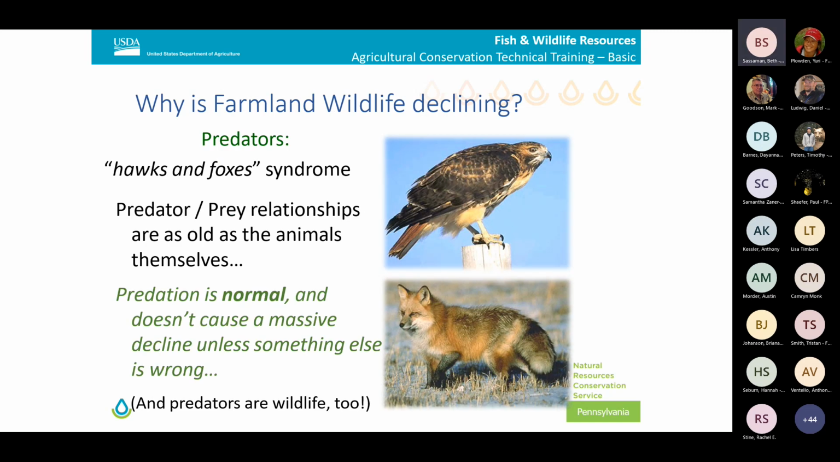So when we look at predators, we call this the hawks and foxes syndrome. This is a predator and prey relationship. If anybody has had biology or ecology and looked at the graphs of predator and prey cycles, they go up and down naturally. So certainly sometimes there is not enough prey to go around, and then the population declines. And as prey increases, the population increases. It's a directly related relationship. And also predators are wildlife too, and even predators are food for other predators as well.